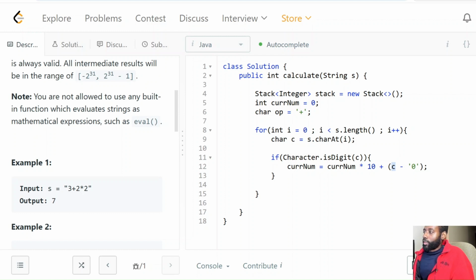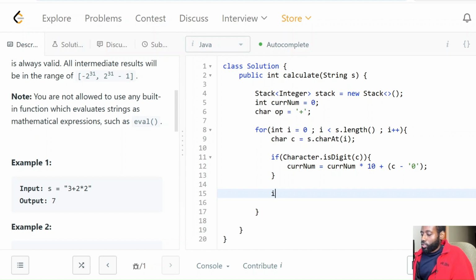And if it was like 30, then on the next iteration it would keep building it. It would do 3 times 10 to shift the 3 to the left, and then plus the ASCII value of 0 minus the ASCII value of 0, which is just 0. Hopefully it makes sense to you guys. We've done this multiple times in other problems as well. So in the case where it's a digit, we build a number, and everything is good so far.